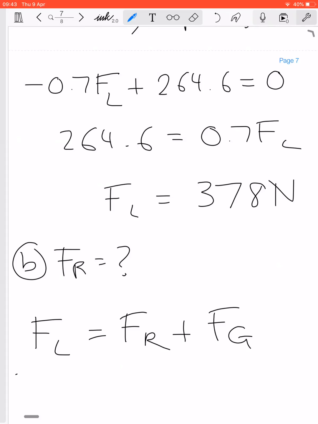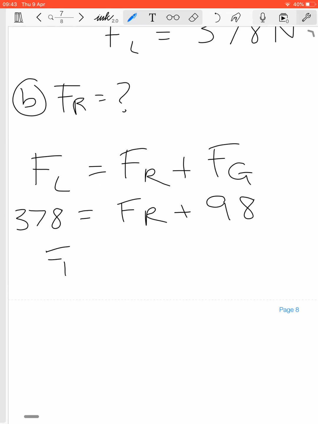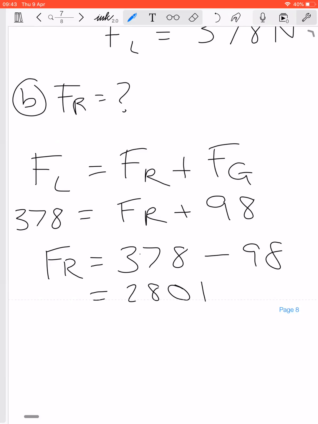So if we were to do that, we'd say 378 equals FR plus FG, which was 98. So FR equals, which way am I going? 378 minus 98. Pop that into a calculator, which should give you 280 newtons. And there is nothing wrong with doing it that way. That is absolutely fine, and that is the correct answer.